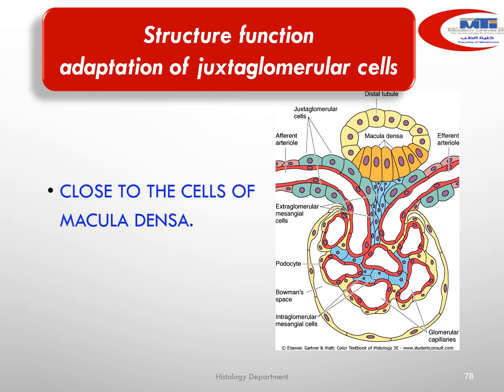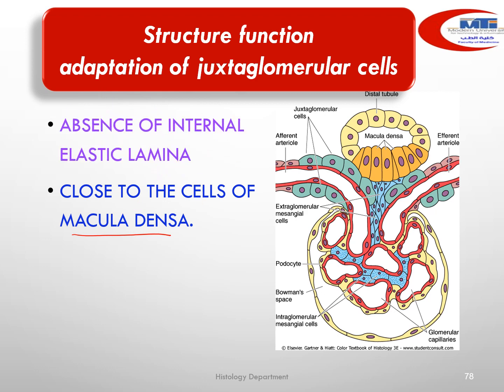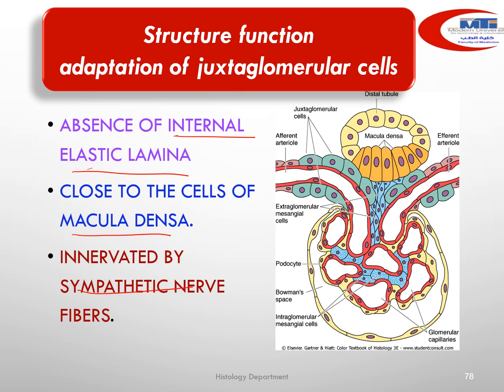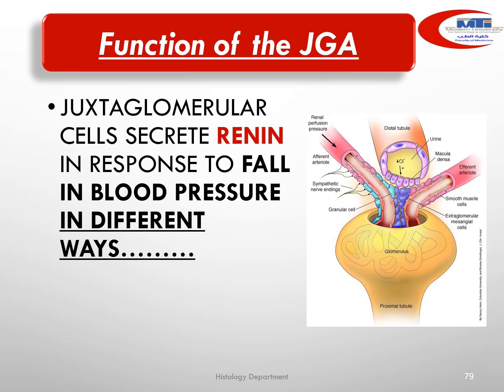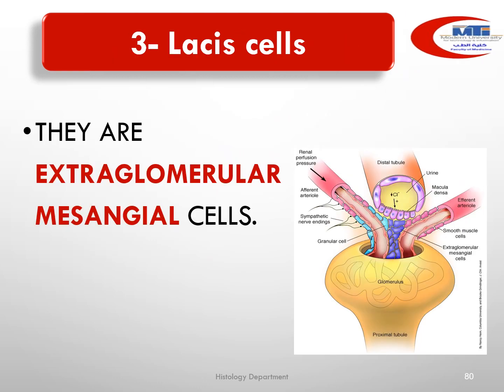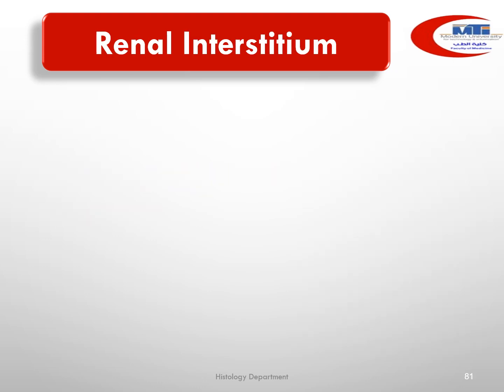Structure function adaptation. The cells of the macula densa are close to the juxtaglomerular cells. There is absence of internal elastic lamina in the afferent arteriole, and presence of sympathetic nerve fibers that supply the juxtaglomerular cell. The function of the renin works in two main ways, by angiotensinogen and by aldosterone. For the last cells, they are extraglomerular mesangial cells.